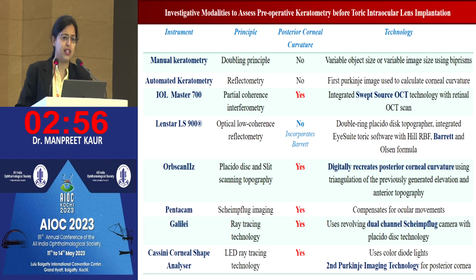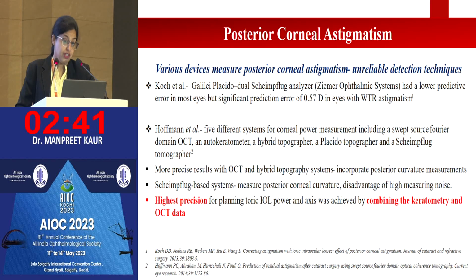So these are just the various devices available. If you see, except for the manual and automated K that we were using, the newer devices all either estimate the posterior corneal curvature or take it into account using some formula. So which device to use then? Various devices, as we have seen, measure the posterior corneal astigmatism. A study by Hoffman et al. evaluated 5 different systems. What they said was that highest precision is achieved by combining the keratometry and OCT data.